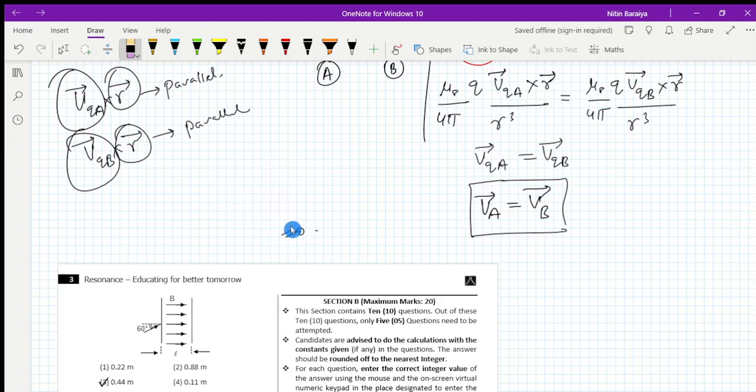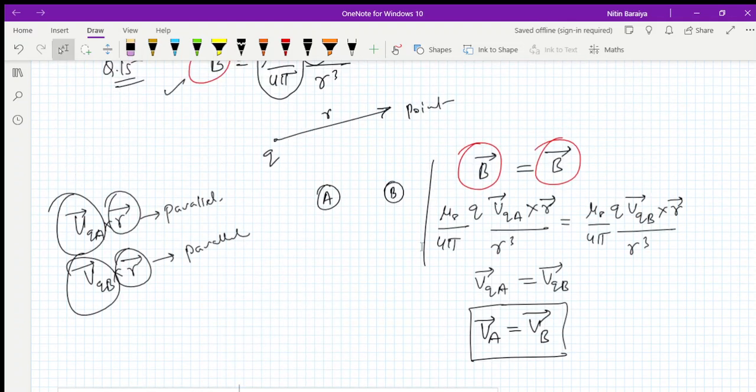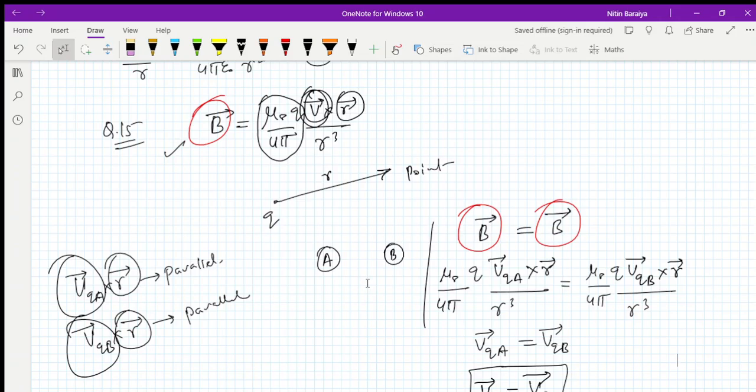Okay, so if the magnetic fields are the same and they are zero, then these two vectors must be parallel to each other, which means that the velocity of the charged particle for both observers is parallel to the r vector. The only possibility that we have is this. I hope now it is clear.